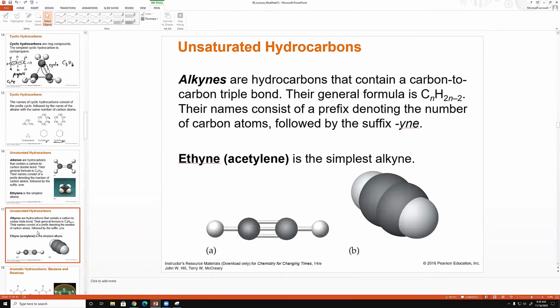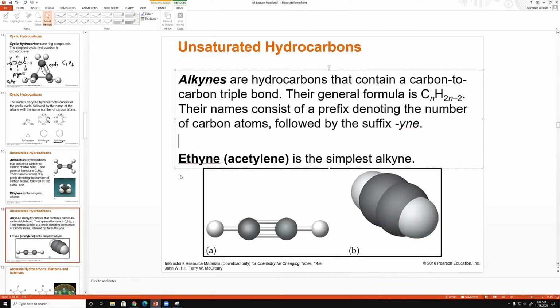Then you have one called alkynes with a Y. The only difference here is a Y. And what that means is a hydrocarbon that contains a triple bond. And the general formula is this. Don't really worry about that. And they have the suffix -yne. This is ethyne, known as acetylene.